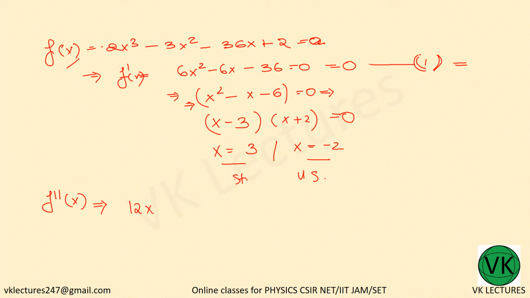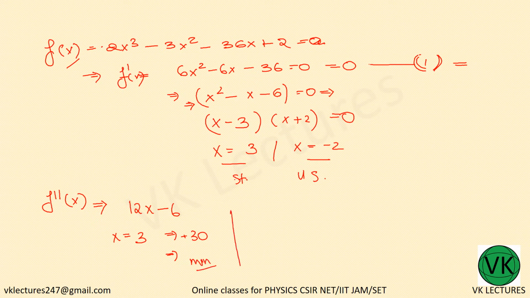12x minus 6. Okay, now put x equal to 3, what you are getting, that is 36 minus 6, that is equal to 30. So which is positive. Positive means what? Positive is maxima or minima? Minima.